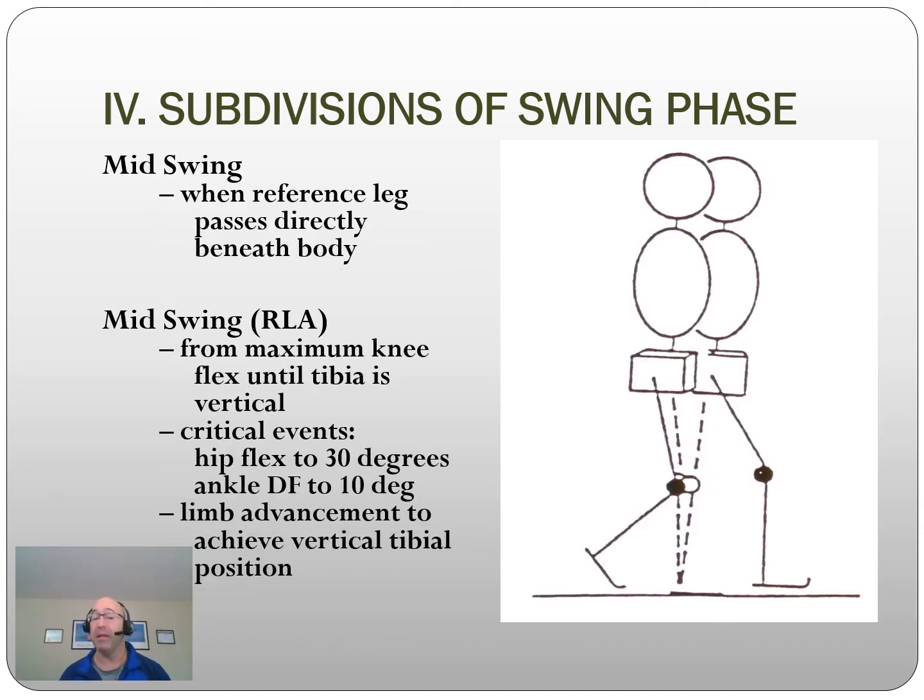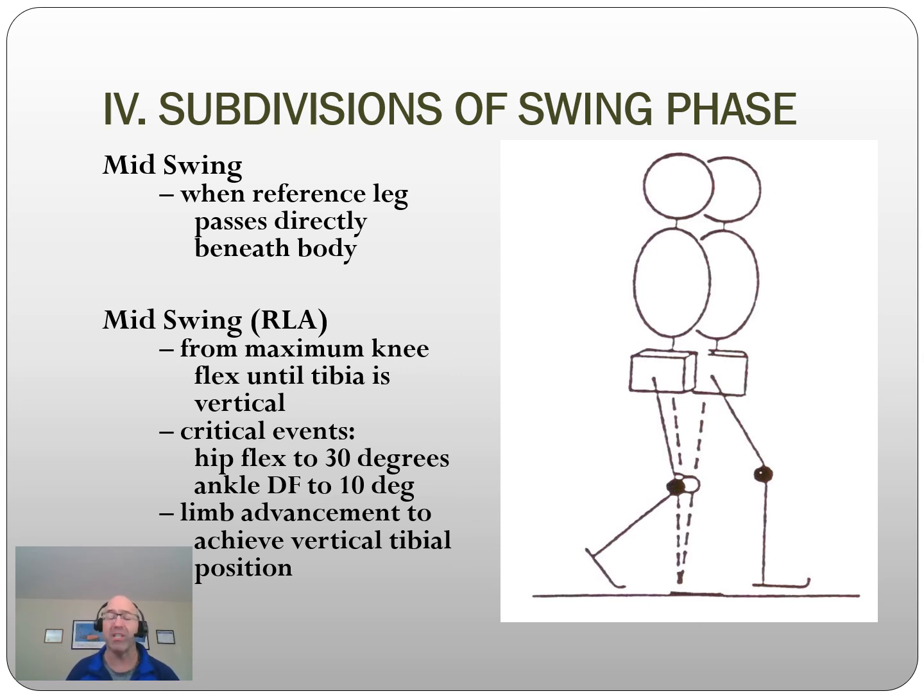So the lifting of the limb from the floor, the initial advancement of the thigh, that's all to achieve toe clearance and propel us forward. Then we come to mid-swing. Just like mid-stance, this is the point where that reference leg is directly beneath the body. In this case, we're looking at the solid line. It's not in contact with the ground, but it has been swinging through and it's right underneath us.